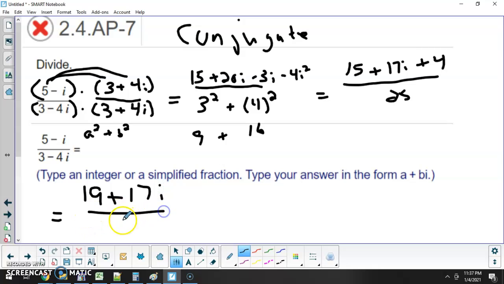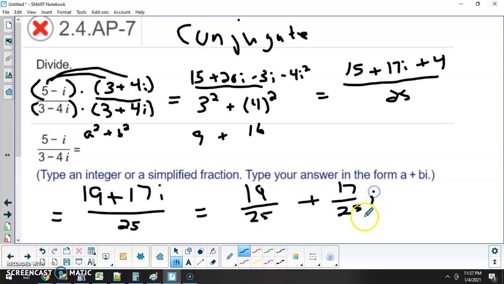all over 25. Now when you write this in imaginary form, a plus bi, you have to make sure to put both of them over the denominator. Okay, so you'd have 17 over 25, and you can put the i out in front there, okay, which really means that it's on top.